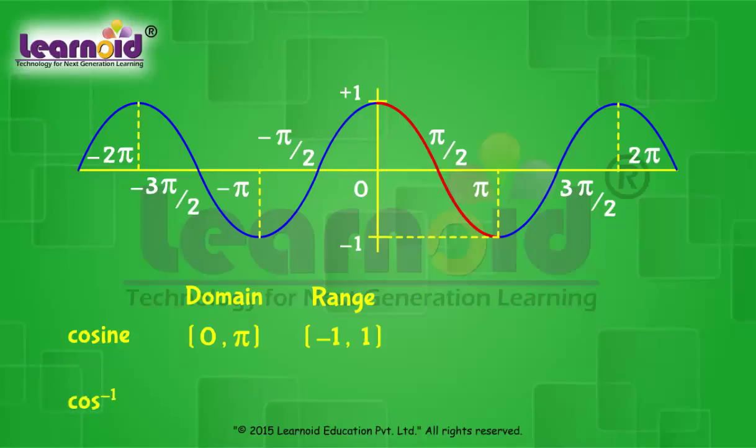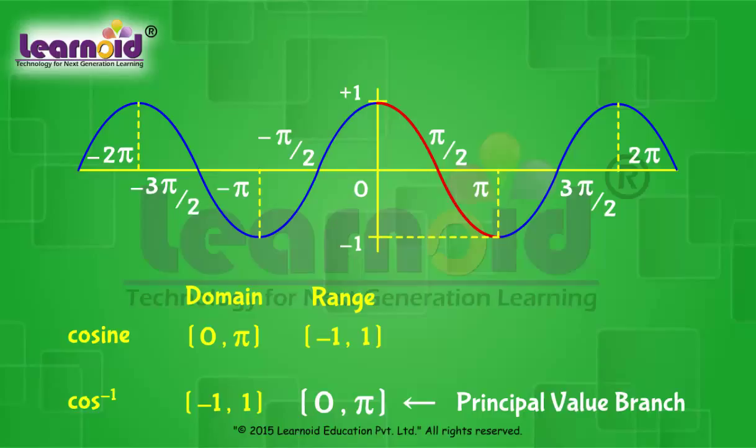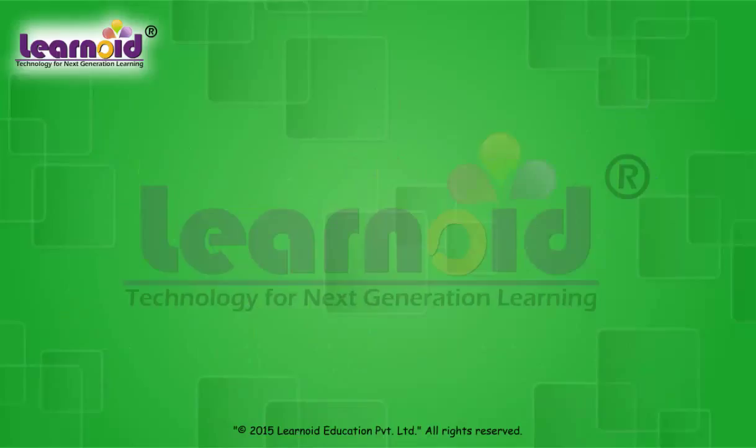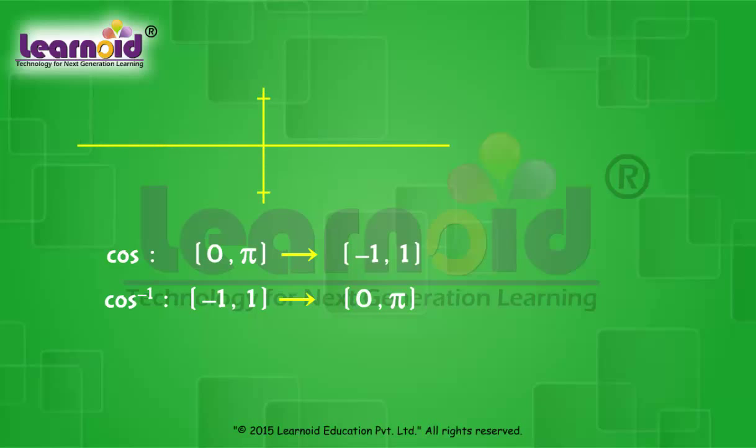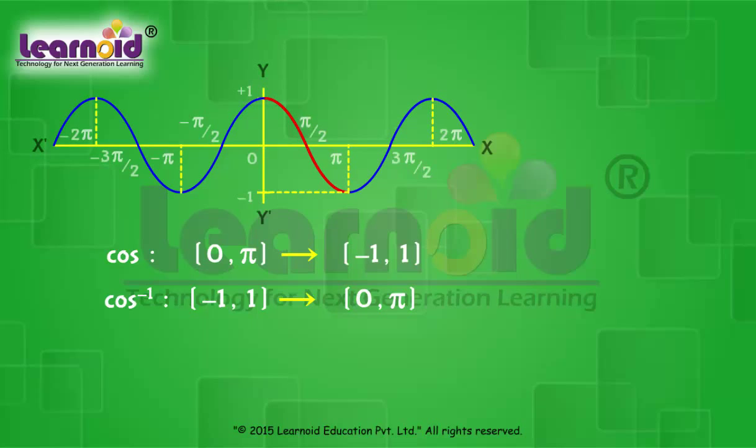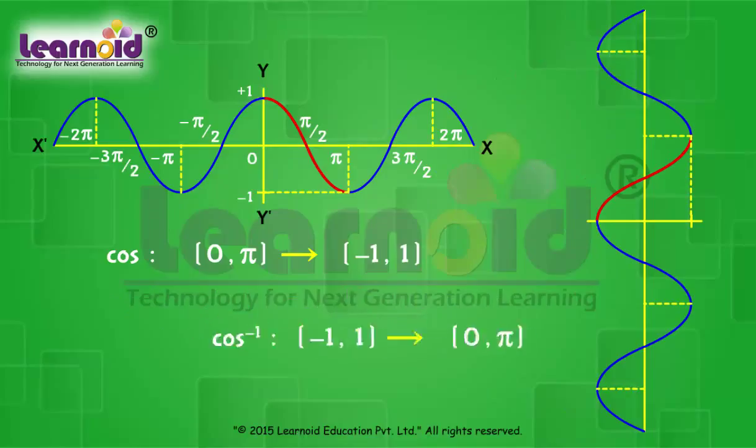So domain of cos inverse function is range of cosine and range is domain of cosine function. 0 to pi is called principal value branch of cos inverse. We will now write cosine function from 0, pi to minus 1, 1 and cosine inverse function from minus 1, 1 to 0, pi. Graph of cosine inverse function can be obtained by interchanging x and y axis.